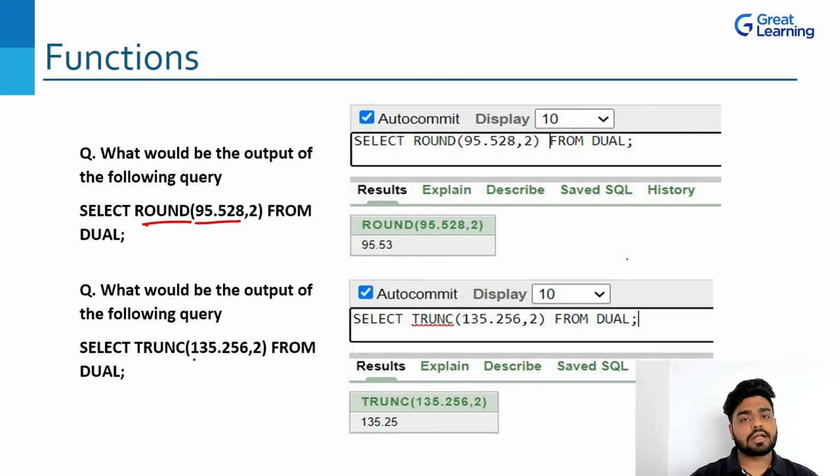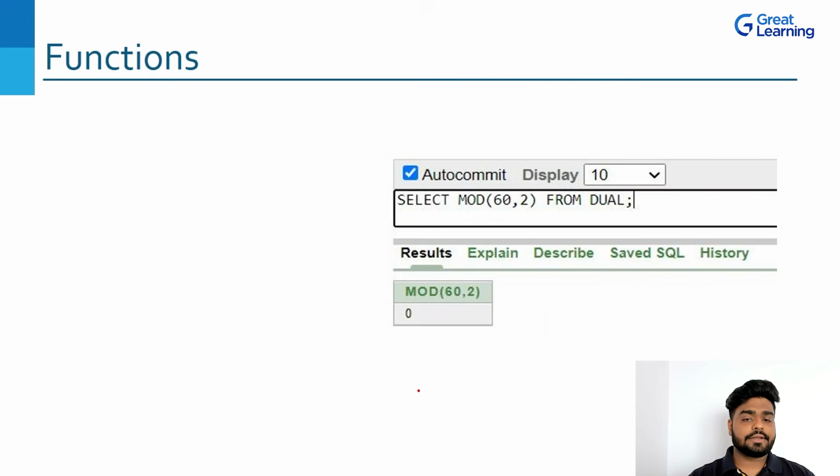But what about trunc? Now understand, trunc is nothing but truncate. So 135.256, now we are not using round, so it is not rounding. It is just truncating and making my decimal places 2, which is 135.25. Okay, so these are math functions which are really very important. Try to understand them in a very good manner.